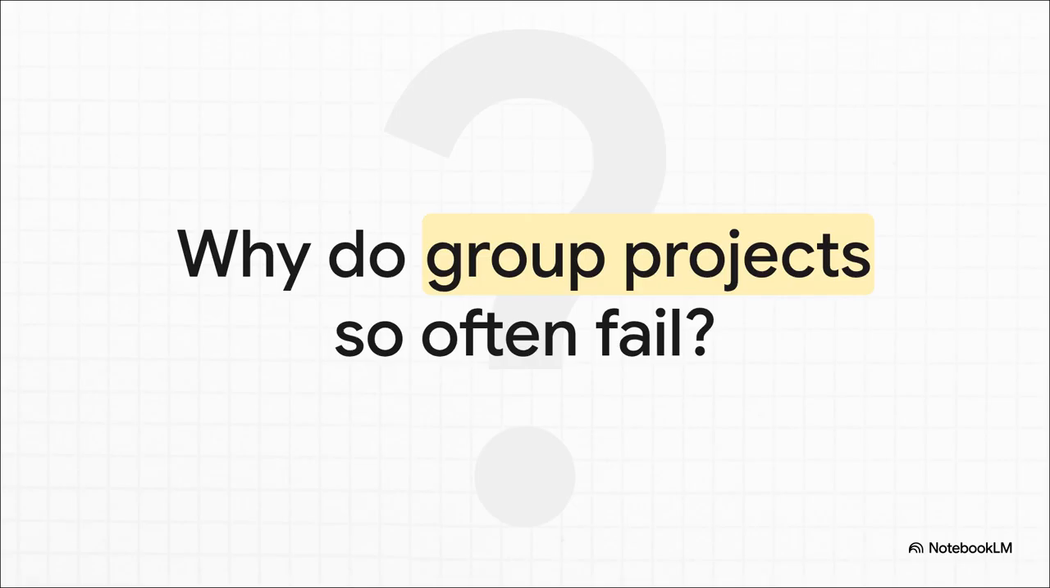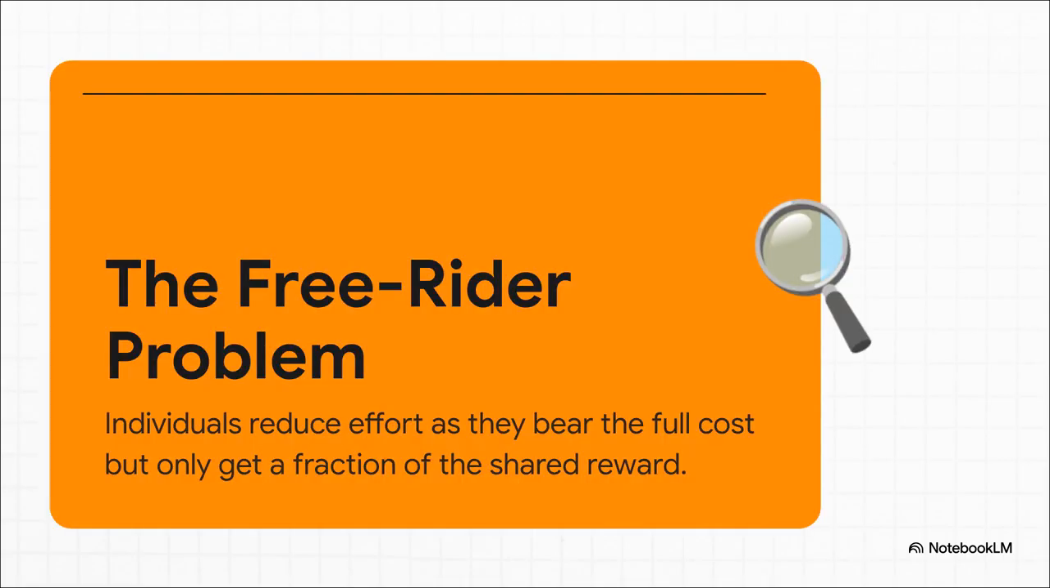And it all starts with defining what the free rider problem actually is. You see, the whole problem boils down to this really basic mismatch. You personally bear 100% of the cost of your own effort, the late nights, the hard work, but you only get a fraction of the final reward since it's split with the whole team. And that creates this perfectly rational, really powerful incentive to just slack off.